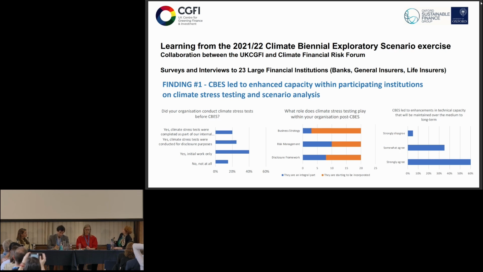And so we did some work with them, and this is very much academic research to look at what was learned from the recent climate stress test in the UK, which you might recall was published in May this year. And all of these findings, I should say, are very, very early. They're literally off the press this morning, from the work that we've been doing.